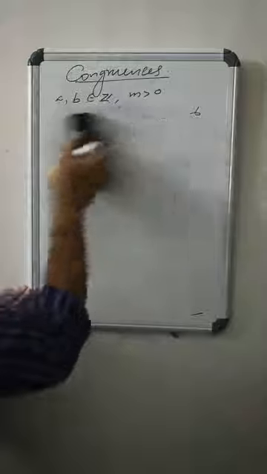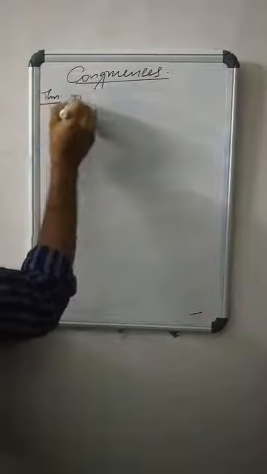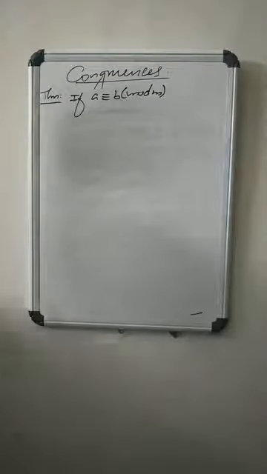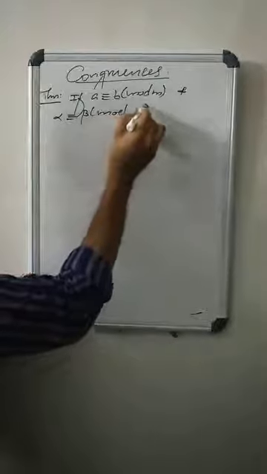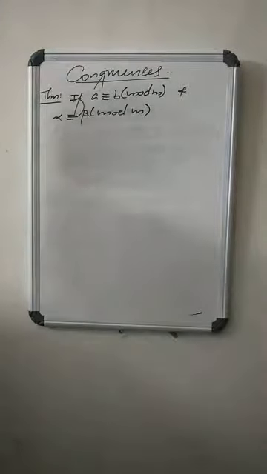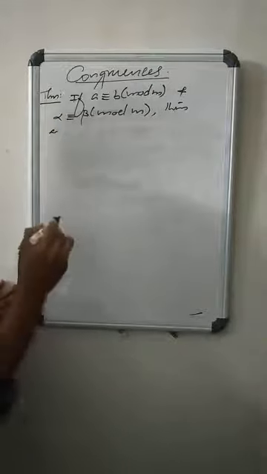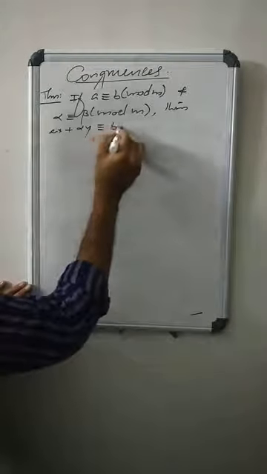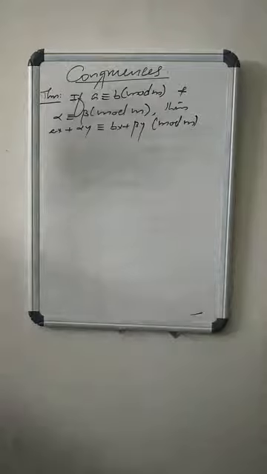Now consider another result. If a is congruent to b mod m and alpha is congruent to beta mod m, then the first result is ax plus alpha y is congruent to bx plus beta y mod m.